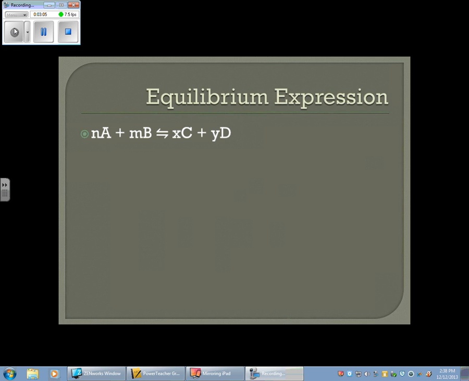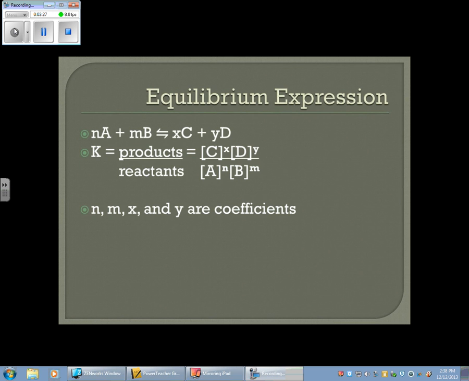All right, this is my general equation. Capital A, B, C, and D are all compounds or elements. N, M, X, and Y are your coefficients. The way you write every single equilibrium expression, and you'll have a lot of practice with this on your homework, is they start out, the constant is K, and it is a capital K this time, and it's products over reactants. Now that's always assuming a forward reaction.